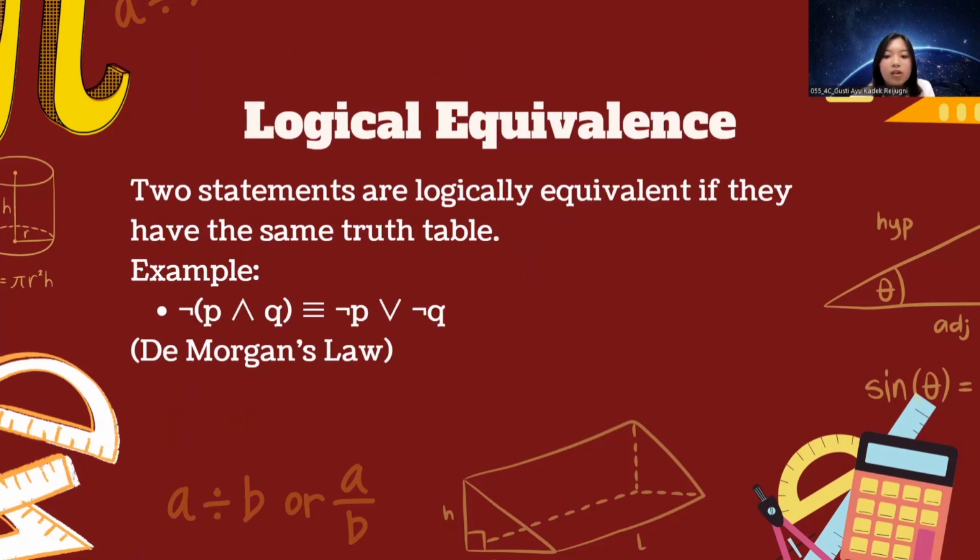Two statements are logically equivalent if they have the same truth table. Look at this example. This is called De Morgan's laws. Not (P and K) is logically equivalent to not P or not K.